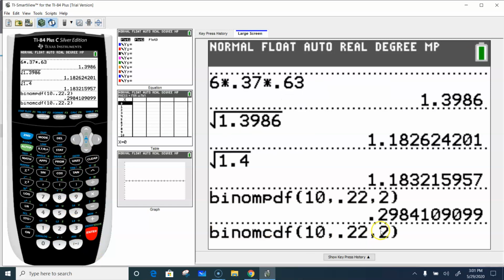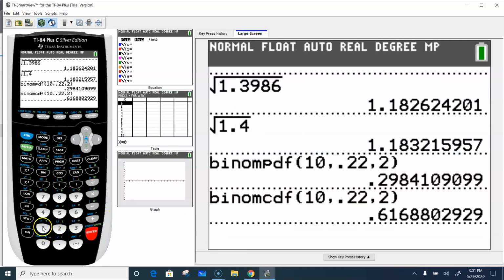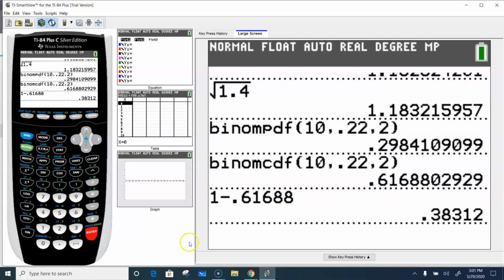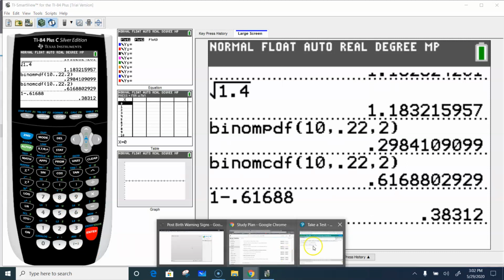This always adds up 0 through whatever number I put here. And then I can subtract that value from 1. So I would want 1 minus 0.63. 0.1688. And we'll round that to 3 decimal places, 0.383.